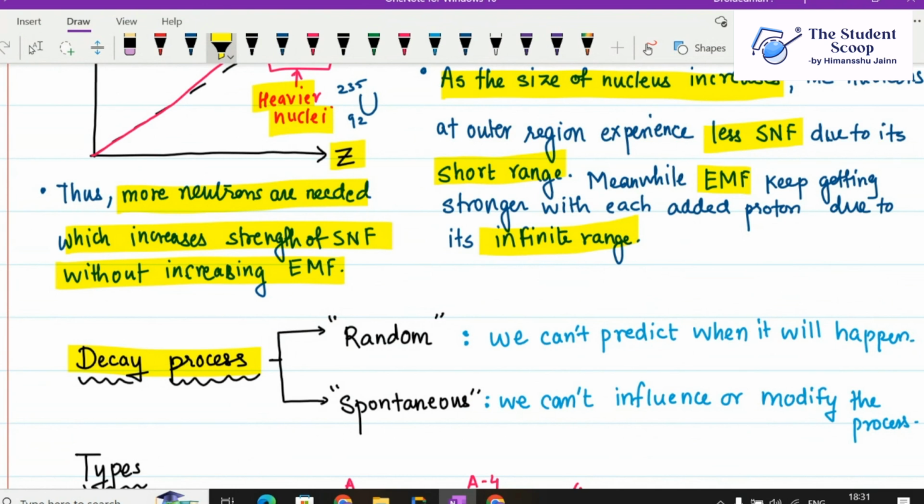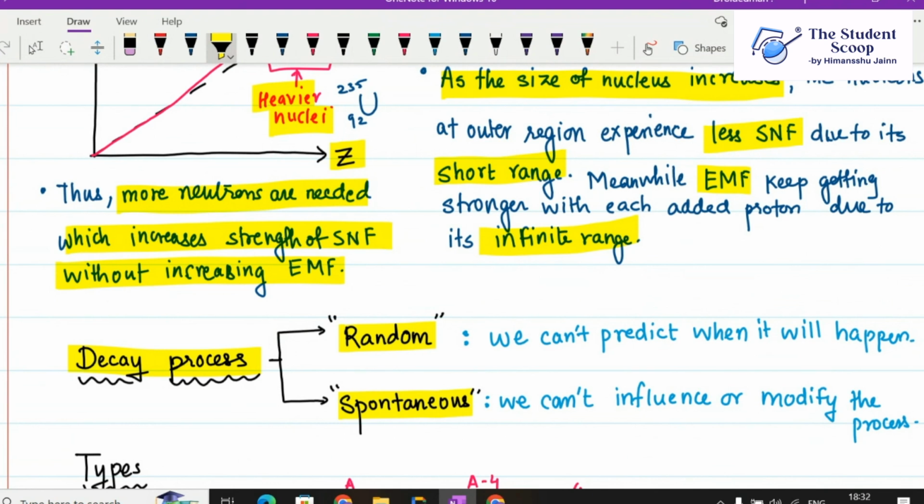So an unstable nucleus decays through multiple paths and can reach a stable nucleus, and that's the decay process that happens in nature. But for the decay process, there are two important words that we need to remember: random and spontaneous. Why is it random? Because we can't predict when it will happen. And why is it spontaneous? Because we can't influence or modify the process. So for example, whatever you do, if the nucleus is supposed to decay after 1 year, it will still decay after 1 year. It is so random that we can't predict it and we can't influence it.